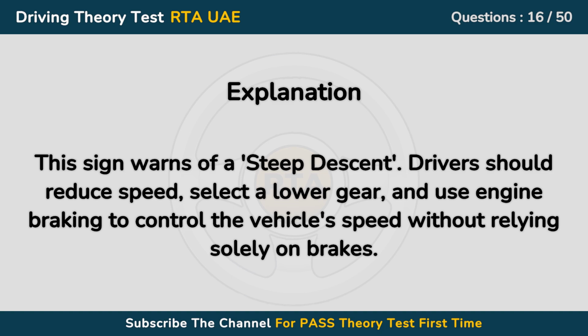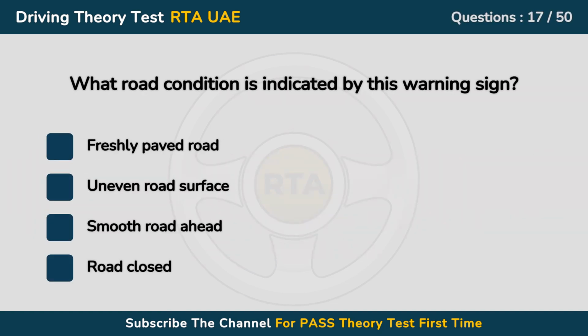Question 17. What road condition is indicated by this warning sign? A. Freshly paved road. B. Uneven road surface. C. Smooth road ahead. D. Road closed.